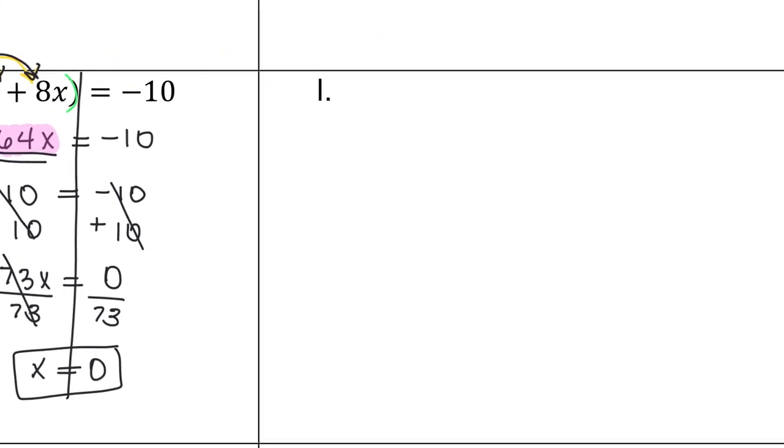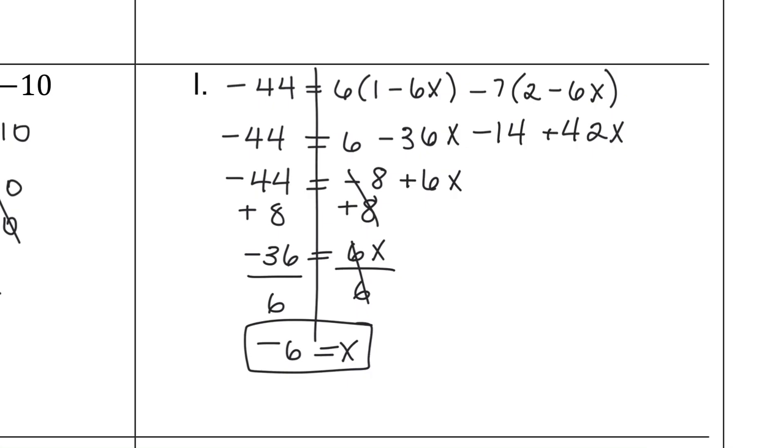So I'd like you guys to pause the video after I write this one down and try this last one. So for L, we have negative 44 equals 6 times 1 minus 6x minus 7 times 2 minus 6x. So go ahead and pause this video and try this one on your own. So for this one, we should get negative 6 equals x. Go ahead and pause the video if you need to double check your work.